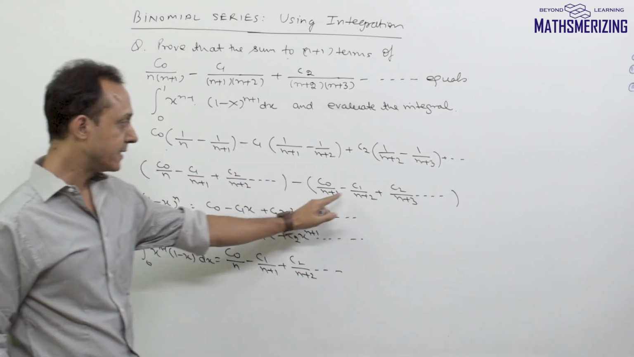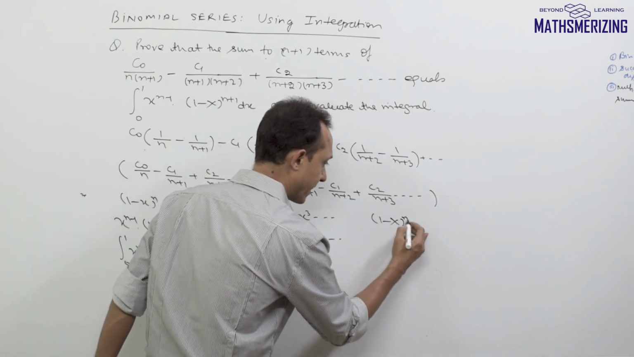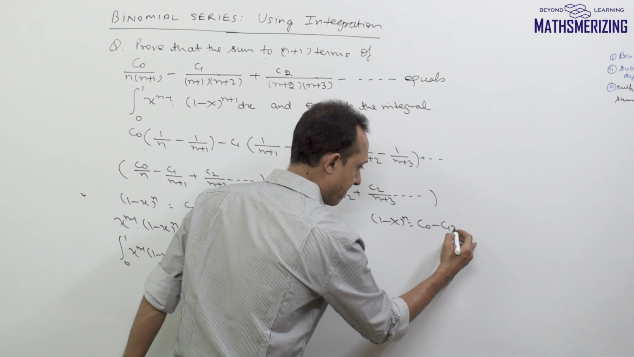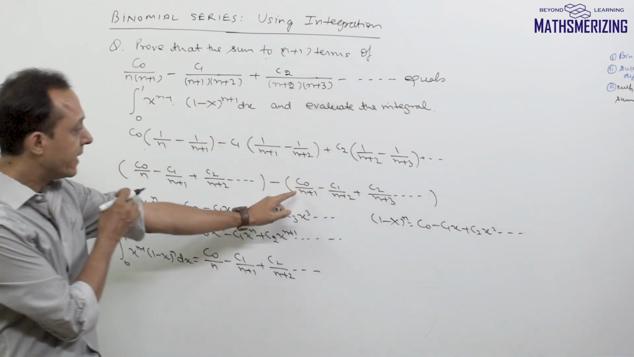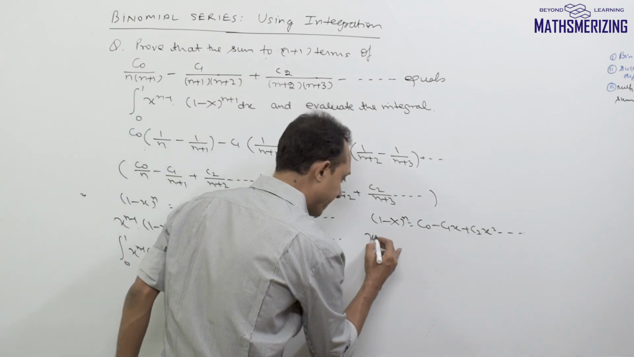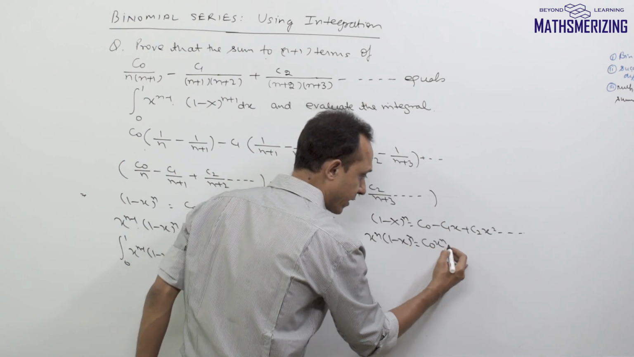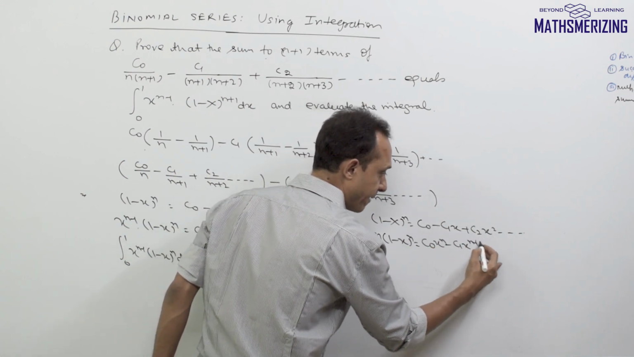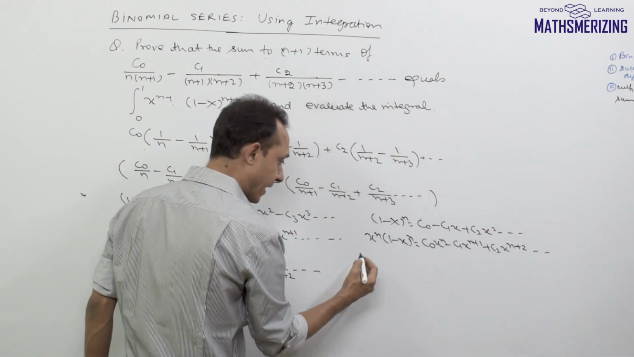Now for the second series, I'll write again (1 minus x) to the power n, which will be c0 minus c1x plus c2x square. Now here I need n plus 1, so I'll multiply it with x to the power n. So if I multiply it with x to the power n, I'll get c0 x to the power n, c1 x to the power n plus 1, c2 x to the power n plus 2. So now again I'll integrate.